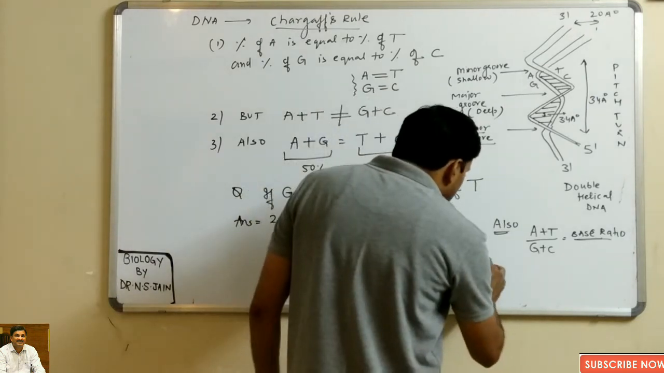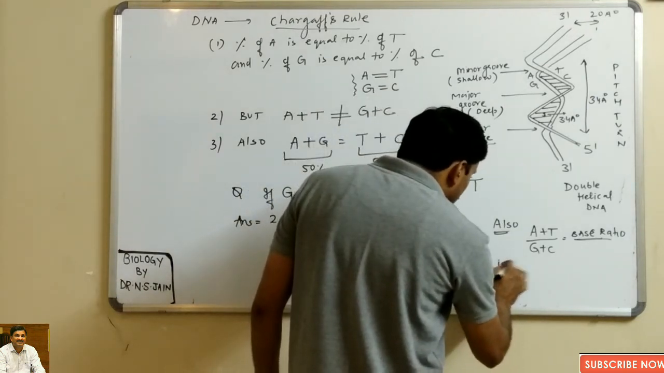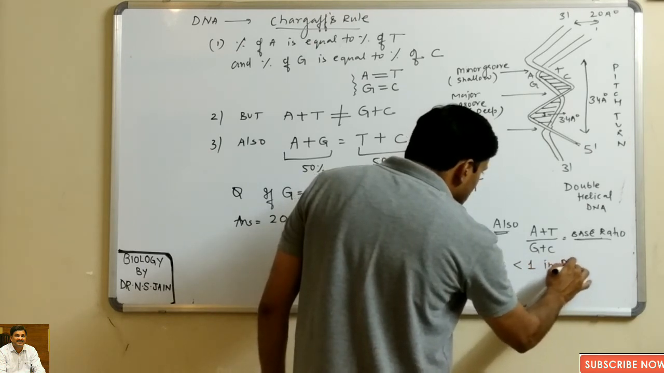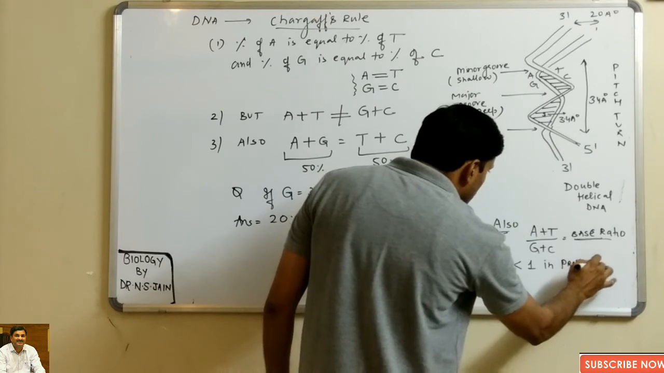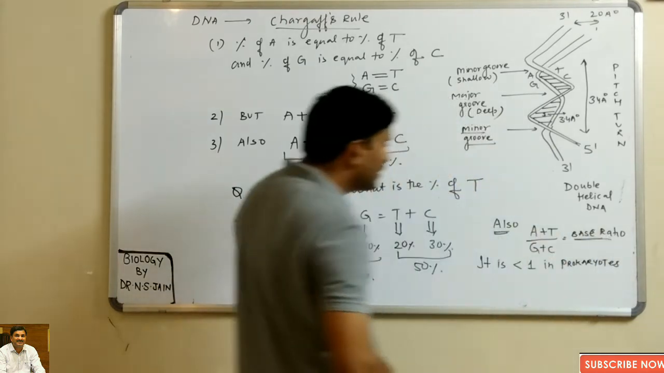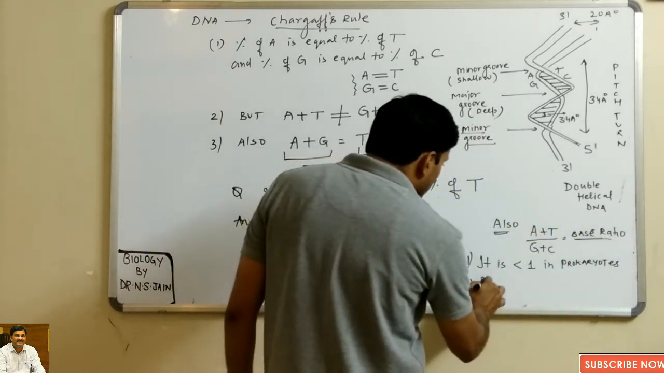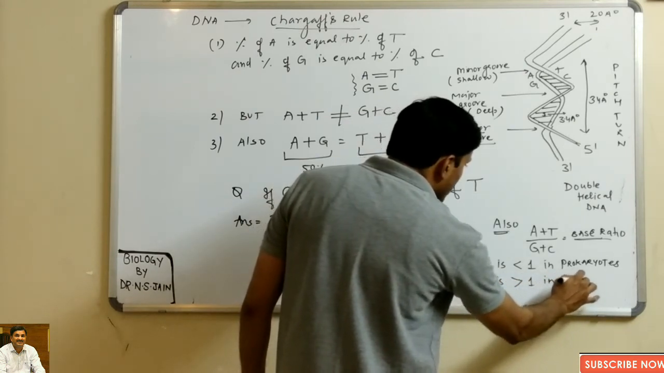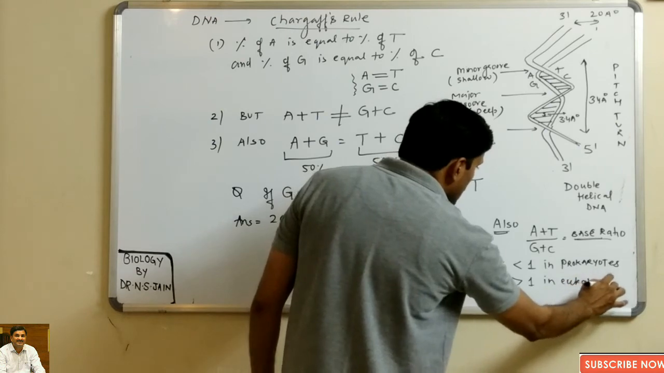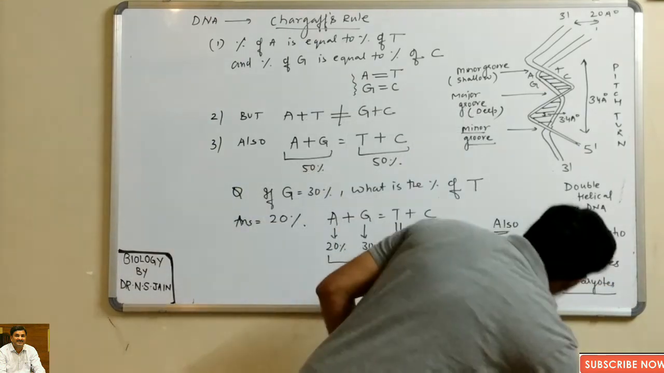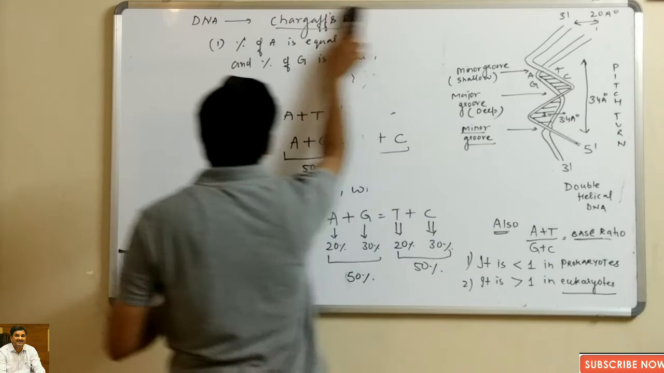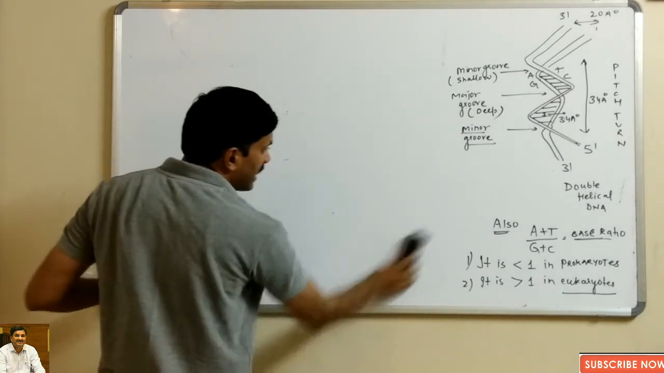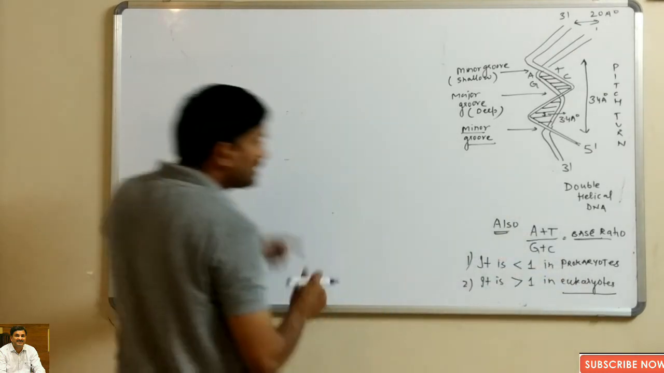Base ratio. It is less than 1 in prokaryotes, and it is more than 1 in eukaryotes. Now why does this happen?